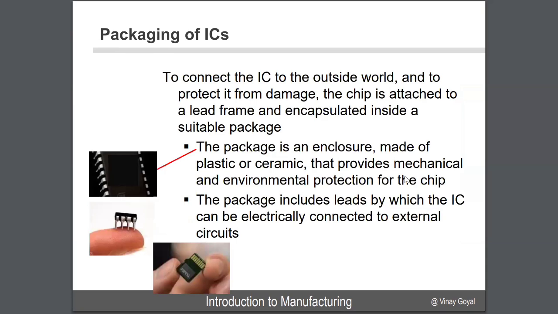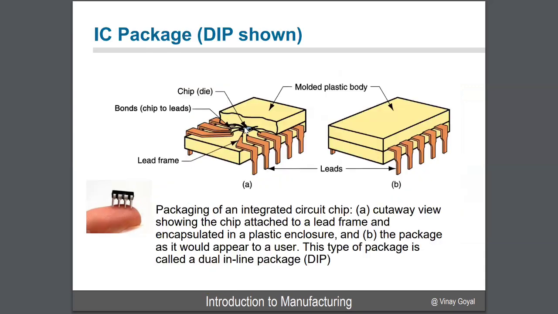Then we talked about the packaging of ICs, integrated circuits. We talked about using plastics or ceramics because they provide mechanical protection and environmental protection to the chip. You do have exposed areas that are going to be conducting the electricity to the outside world from inside the chip. The big picture there was that you have your chip die here, then you have your bonds to the leads, and that's your lead frame, and then you have your molded plastic that encloses it to protect the system. We call that a dual inline package.